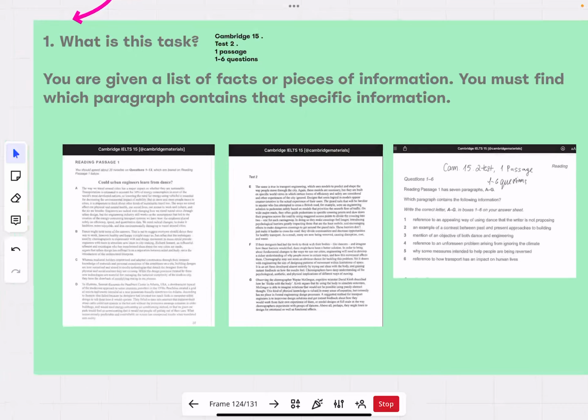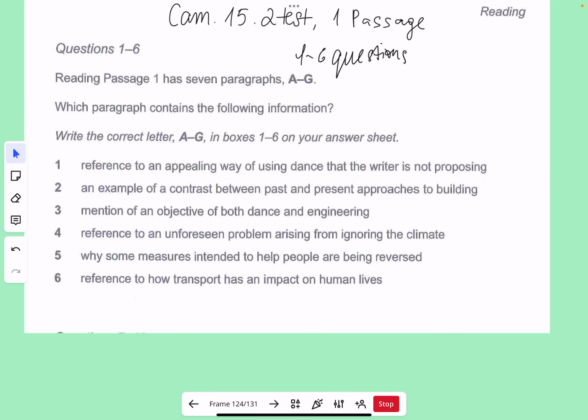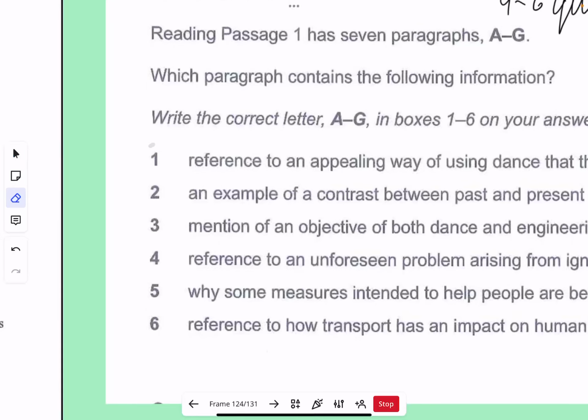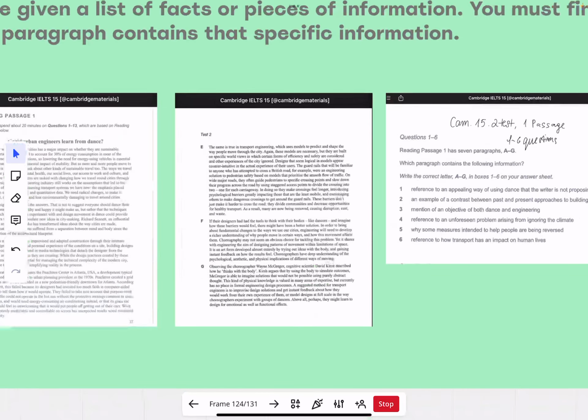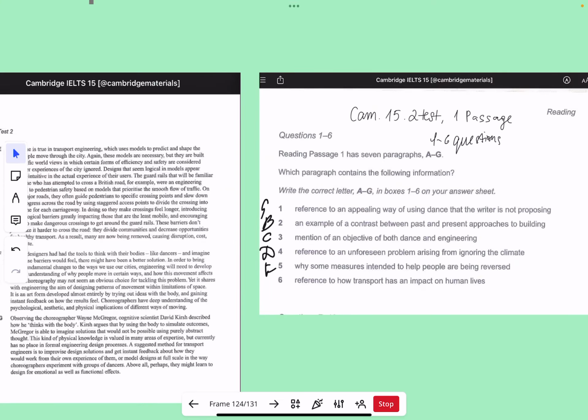So it's Cambridge 15, test 2, passage 1, and then the questions from 1 to 6. Look at this. There are 6 sentences, which means 6 pieces of information. You need to match which paragraph each one is coming from, for example the first sentence is from B or C or F. You need to identify where it's coming from. So this is your problem to do.